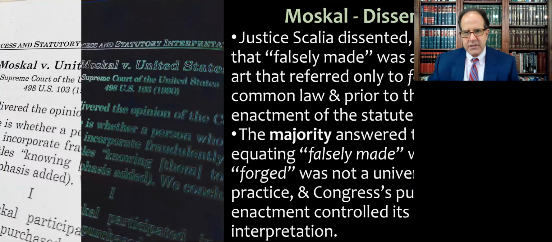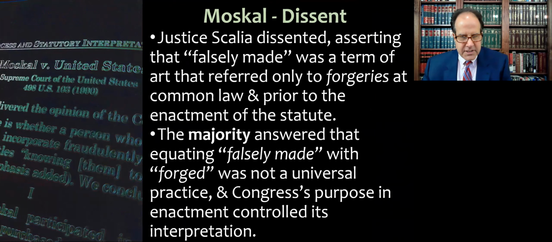detect and police. Now, Justice Scalia wrote a dissent with an unusual combination of justices joining him, like Justice Stevens. And he asserted that falsely made was a term of art, a legal term of art that refers only to forgeries at common law. And basically cites a lot of treatises and digests and legal commentaries from before the enactment of the statute. The majority answered that equating falsely made with literally forged was not a universal practice, even in the good old days at common law, and Congress's purpose and enactment controlled its interpretation.